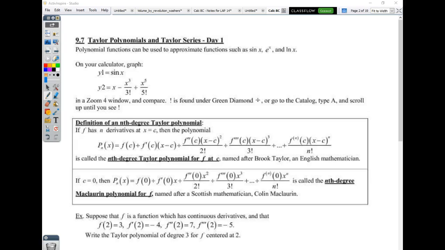All right, so to introduce Taylor polynomials, what I'm going to do is show you a couple of functions. Essentially, polynomial functions can be used to approximate functions such as sine of x, e to the x, and natural log of x.